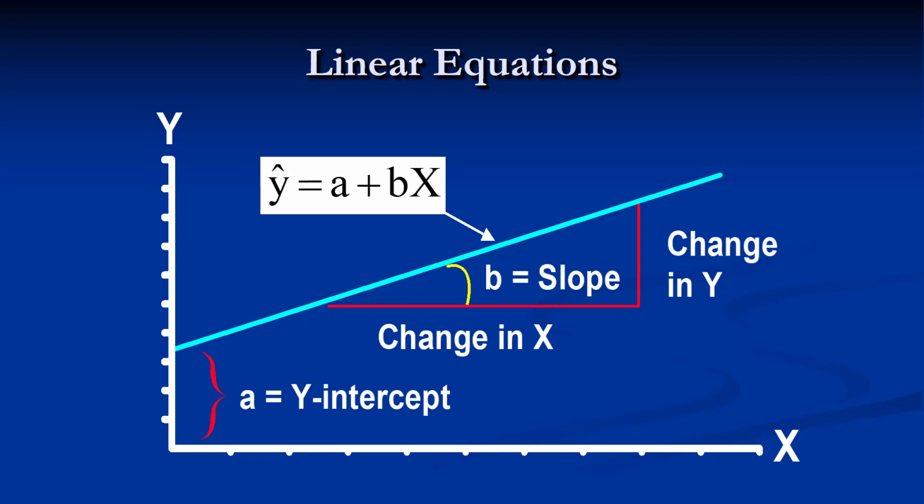Again, the regression line is expressed as y hat equal to a plus b times x, where a is the intercept, b is the slope. This line tells us that 1 unit change in x will lead to b units change in y.